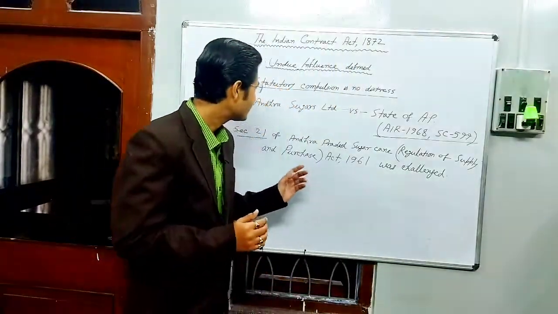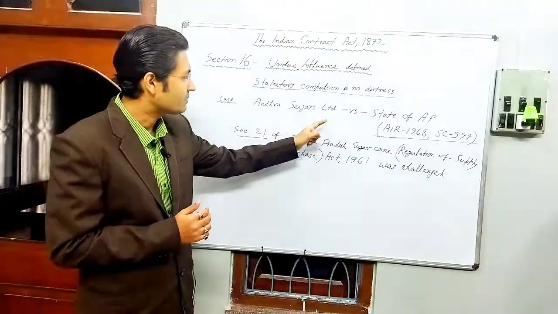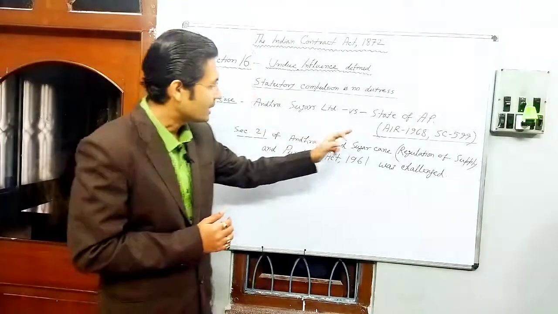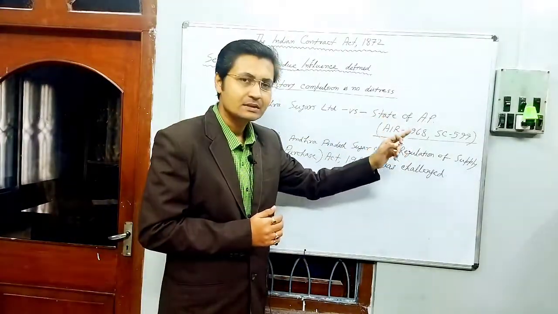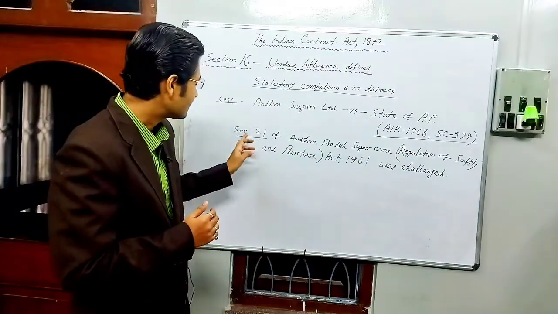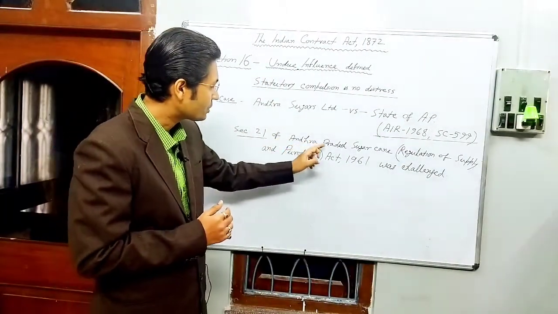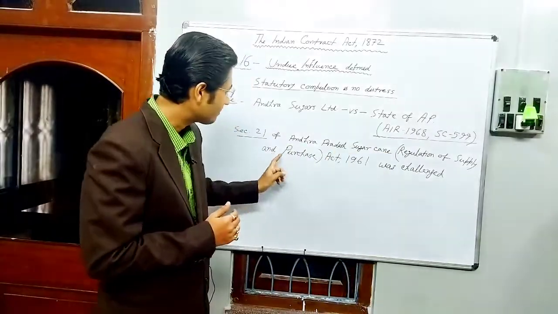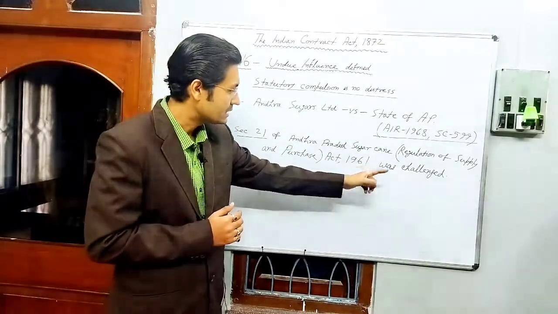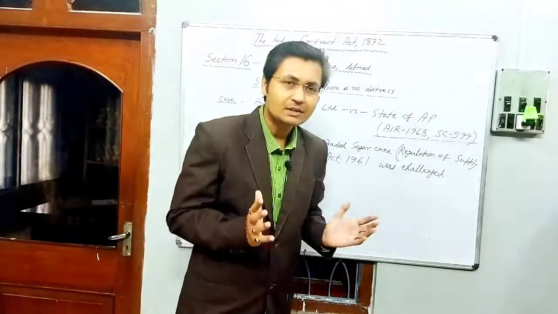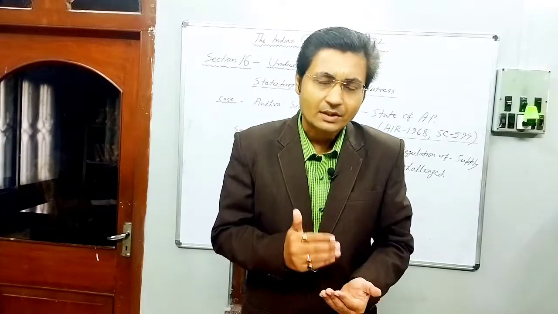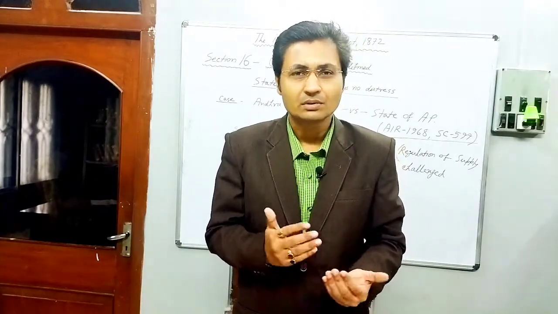So, in this case, that is Andhra Sugars Limited versus State of AP, AIR 1968, as I have stated, section 21 of the Andhra Pradesh Sugarcane Regulation of Supply and Purchase Act 1961 was challenged, where it was decided by the court that statutory compulsion is not considered as the exercise of undue influence.